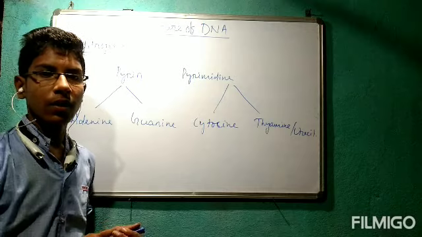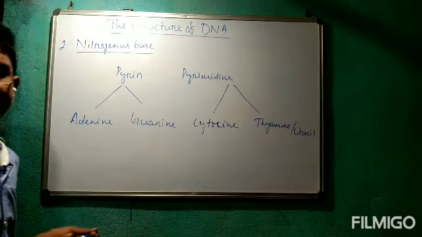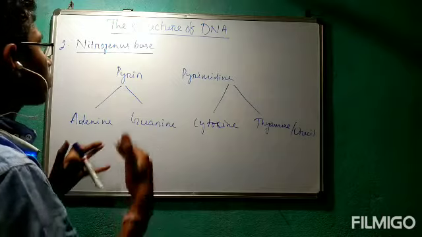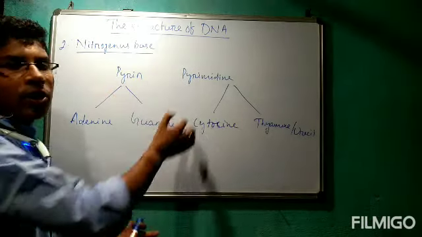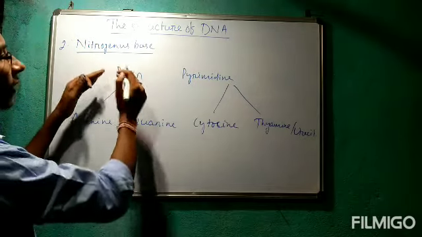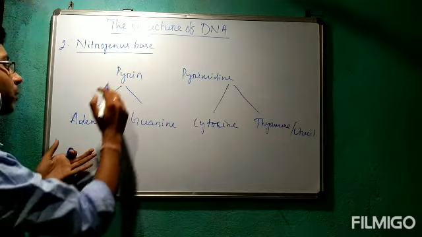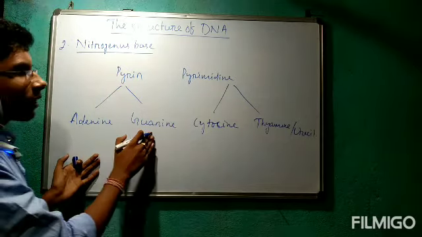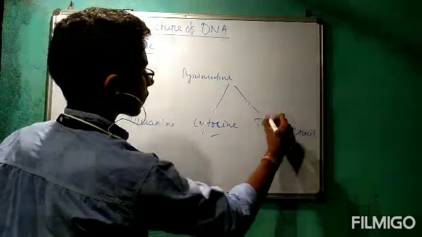The second part of the DNA is nitrogenous base. Nitrogenous base is further divisible into two parts: one is purine structure and another is pyrimidine structure. Then purine and pyrimidine are further divided into two parts. Purine is divisible into adenine and guanine, but pyrimidine is divided into cytosine and thymine.